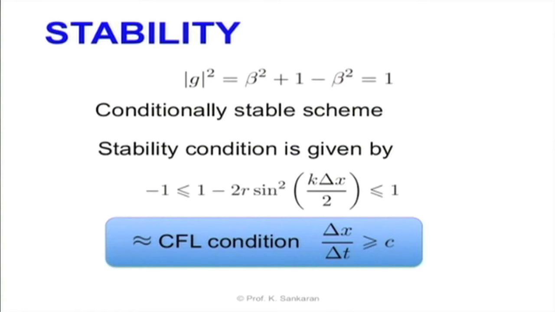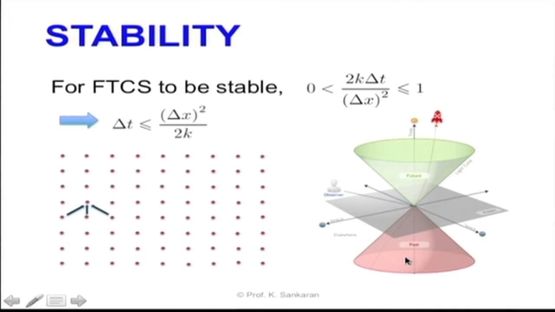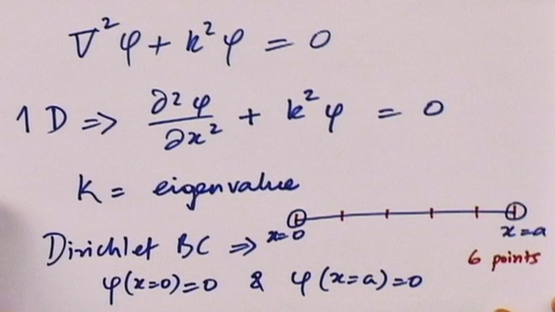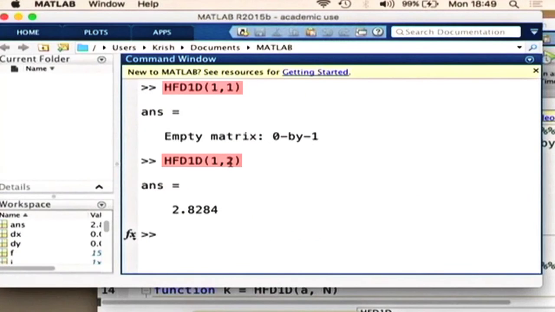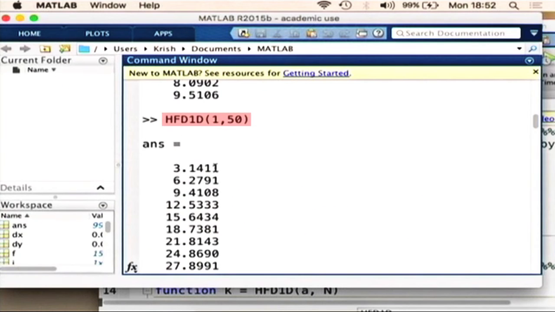We derived a CFL-like condition for the forward in time centered in space scheme, giving the analogy of the light cone. As a first exercise, we studied the one-dimensional Helmholtz equation and calculated the eigenvalues by changing various parameters of the simulation. We also noticed the accuracy of the simulation improved as we refined the spatial discretization, which confirms that the solution is converging and the method is stable.